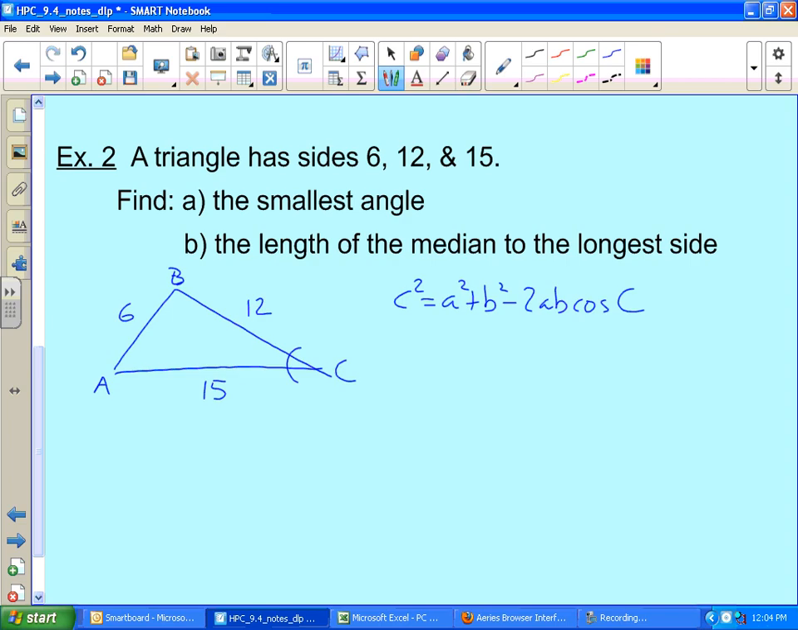And you can do one of two things here. You can plug everything in and then move things around, or you can go ahead and move things right now and just solve for C that way. So I'd say let's just move it all around. Subtract a squared, subtract b squared, divide by negative 2ab, and then do the inverse of that. So angle C is the inverse cosine of c squared minus a squared minus b squared all over negative 2ab.